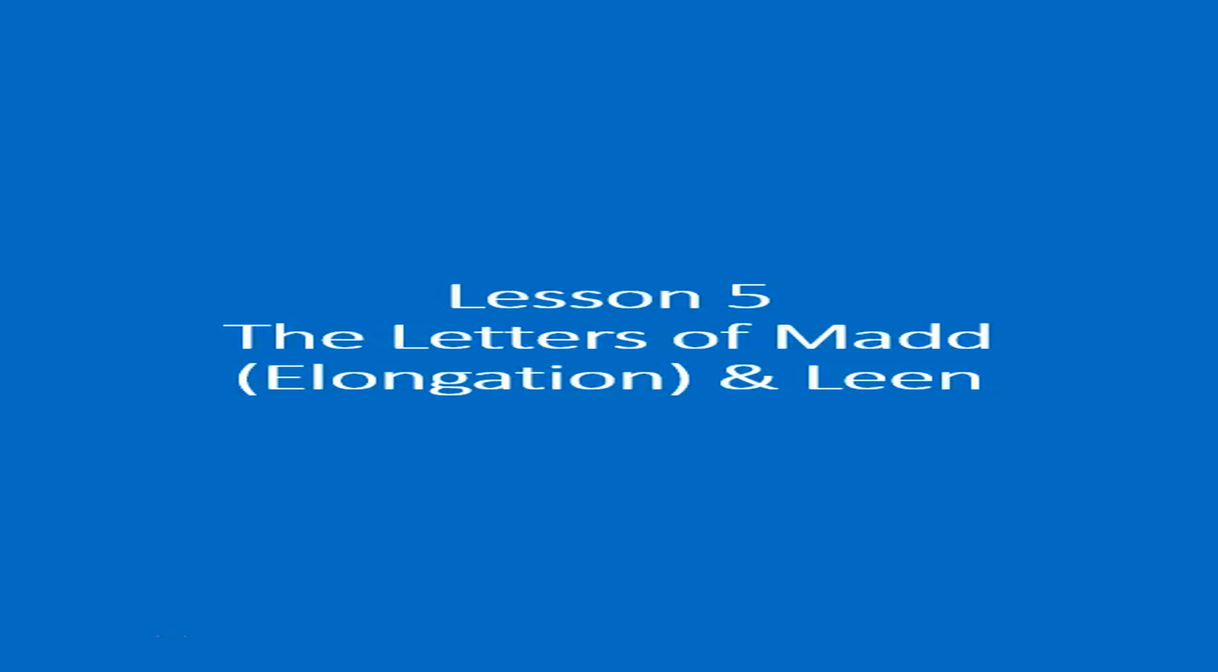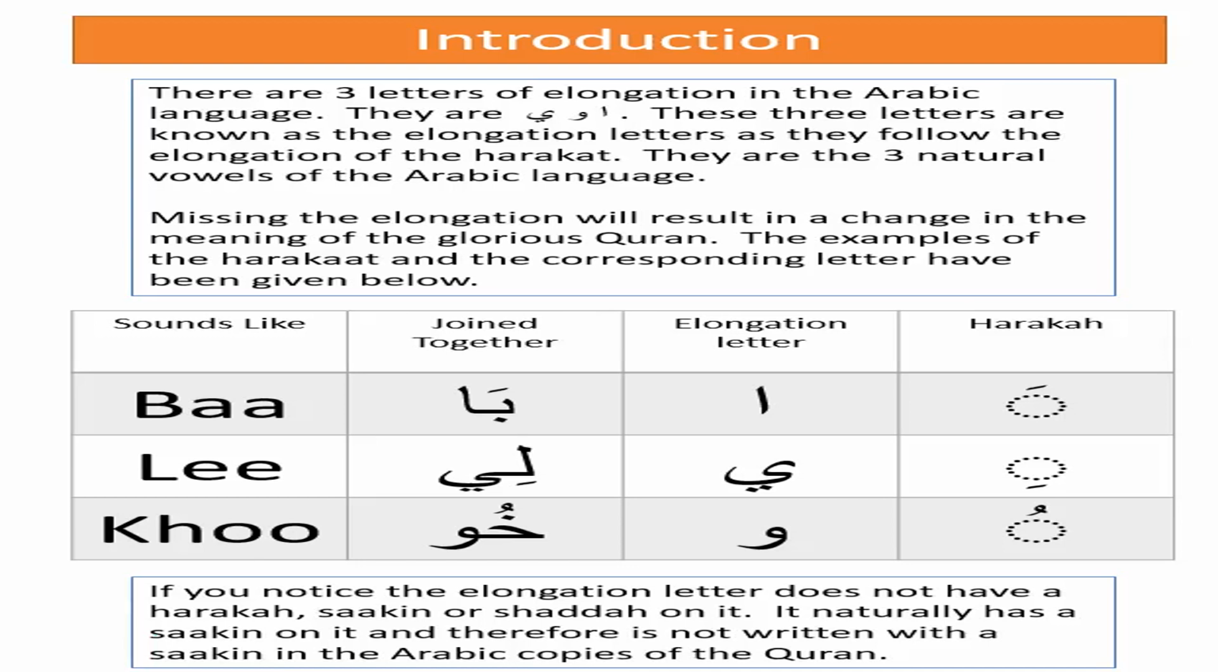In lesson number 5 you'll be learning the letters of med, the letters of elongation and lean. Now lean is a specific type of med which doesn't have a translation in English, so you will know them as just lean. So med is elongation, so when you lengthen something. So let's go to the introduction of the letters of med.